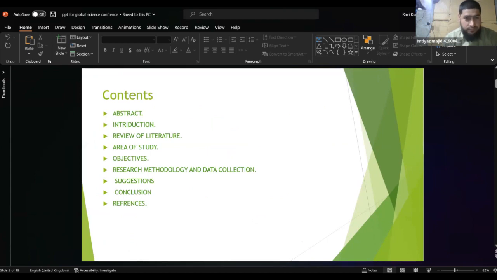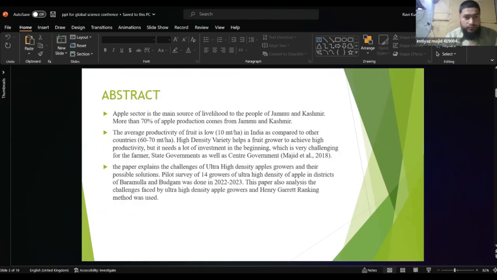In the abstract, the apple sector is the main source of livelihood for the people of Jammu and Kashmir. More than 70% of apple production comes from Jammu and Kashmir. The average productivity of fruit is low, 10 metric tons in India, as compared to other countries, 60 to 70 metric tons. High-density varieties help fruit growers achieve productivity, but they need a lot of investment in the beginning, which is very challenging for the farmers, the state government as well as the central government.